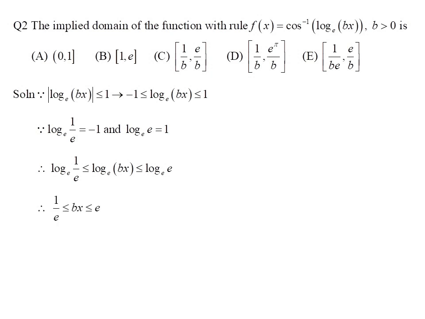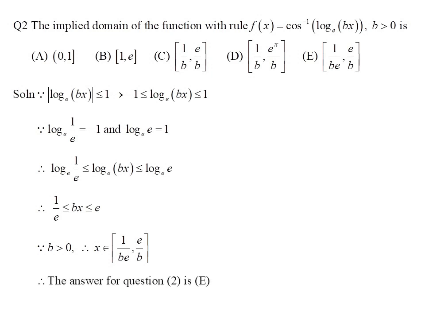Hence, we have bx is greater than or equal to 1 over e, but less than or equal to e. Because b is a positive number, it follows that x is greater than or equal to 1 over be, but less than or equal to e over b. So, the answer for question 2 is E.